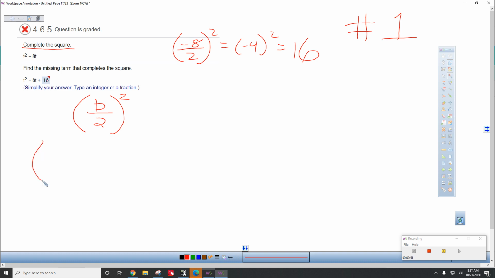What does that mean? That means if we factored it, we could factor this into two binomials that are the exact same binomial, which means we could write that as a perfect square. That's why it's called completing the square.